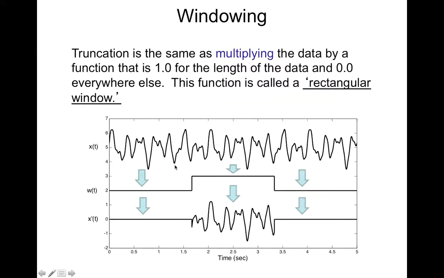So here's a visual of what we just discussed. We have some data record here, and we are only able to acquire that data for a finite period of time, and so effectively we have a finite length of data. This function is referred to as a rectangular window, and it is like multiplying the data by 1 for the length of the data record and 0 everywhere else.